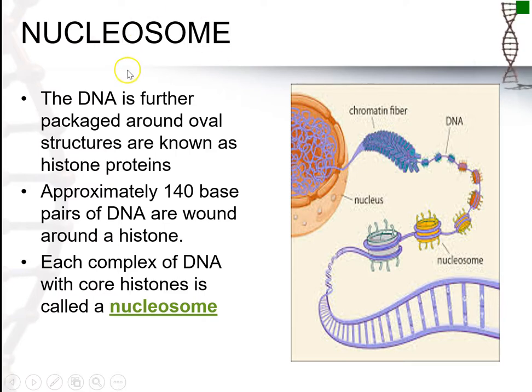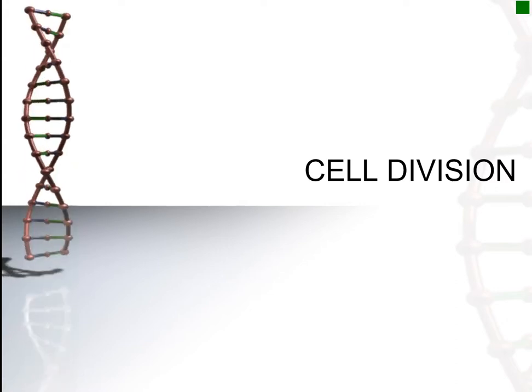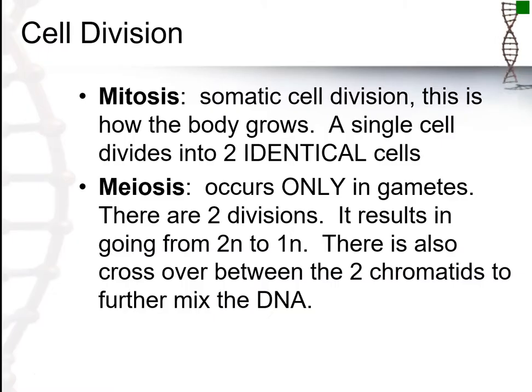The DNA is further packaged around histone proteins. There's about 140 base pairs of DNA wound around each histone. And each complex of DNA wound around the histone is known as the nucleosome. So there's a great deal of contraction of the genetic material in order to shove it into the nucleus. Next, we're going to talk about cell division.